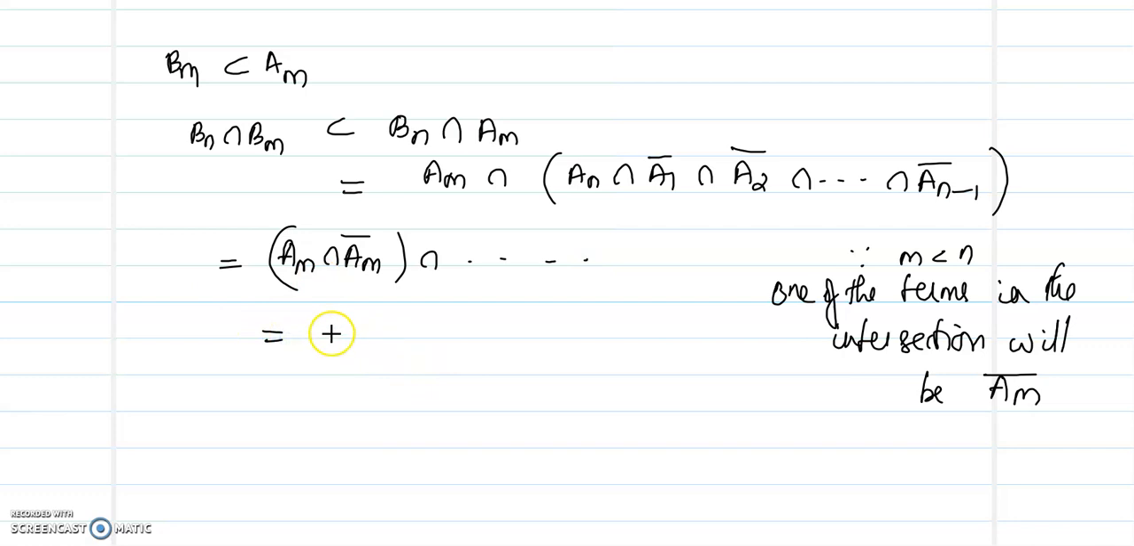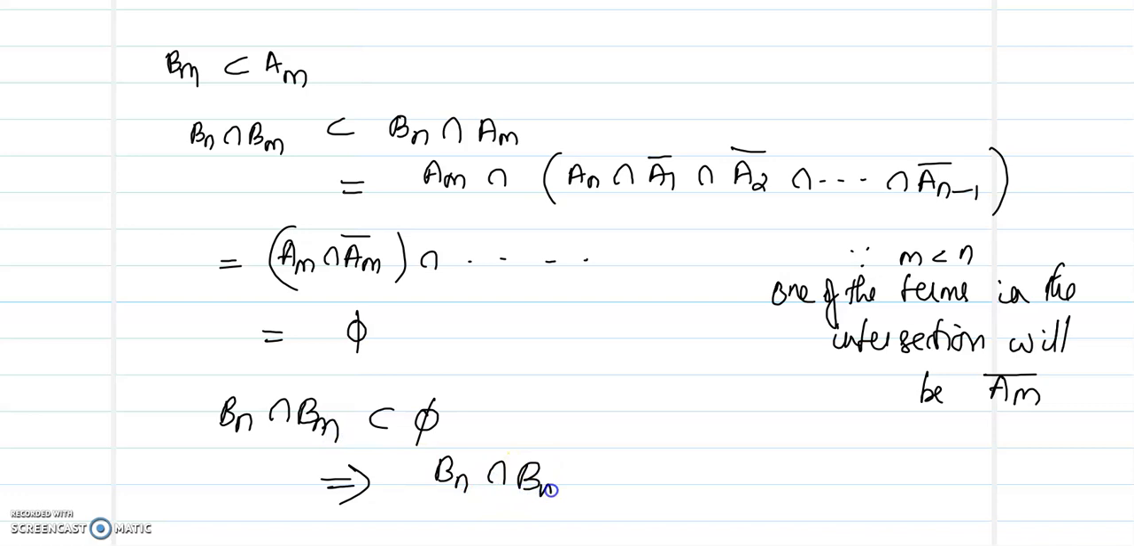Now if this comes, automatically this will be equal to empty set. So we can say that bn intersection bm is contained in the empty set. So this happens only if bn intersection bm is equal to the empty set. So therefore bn and bm are disjoint sets.